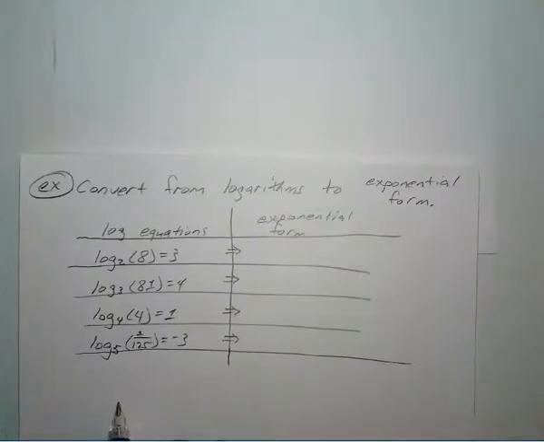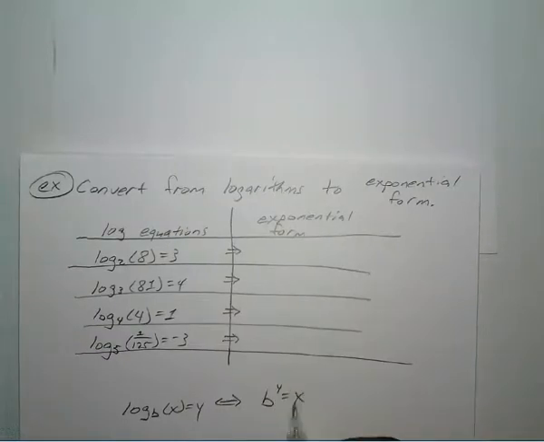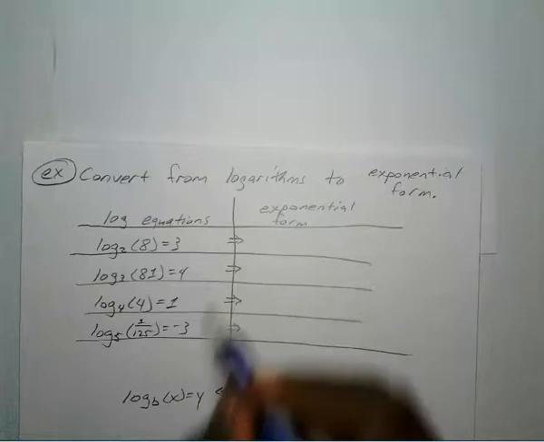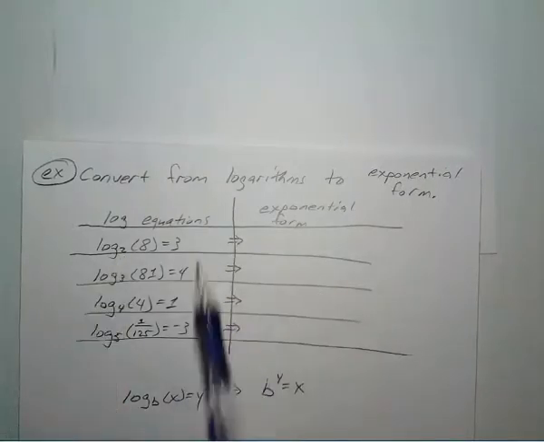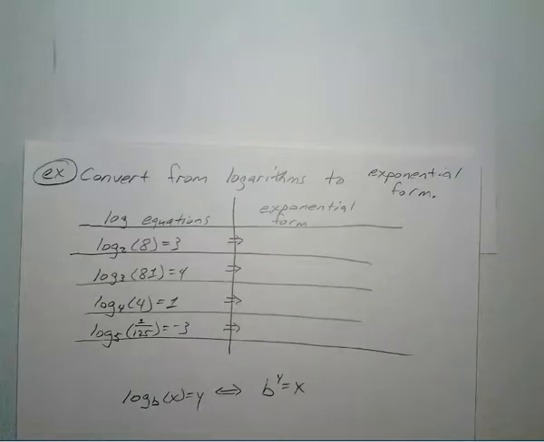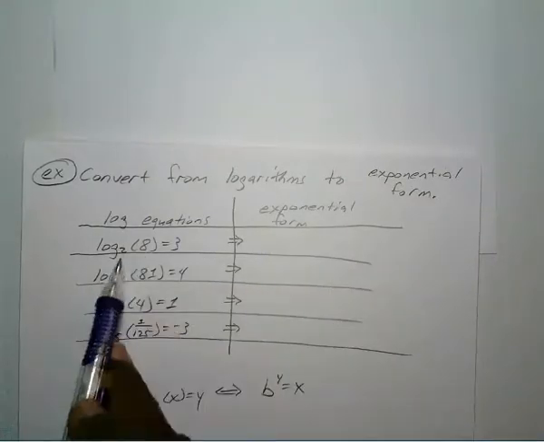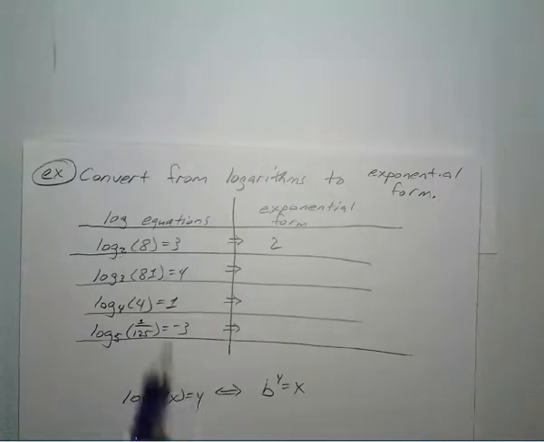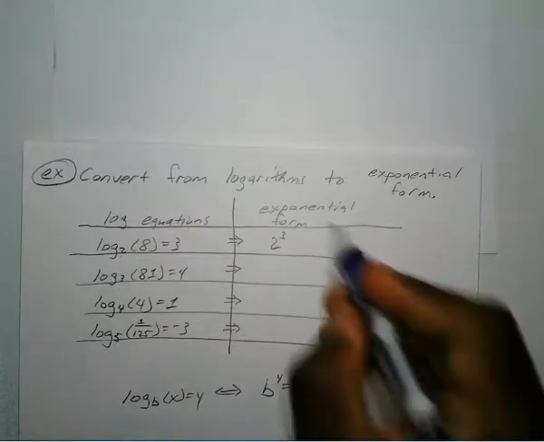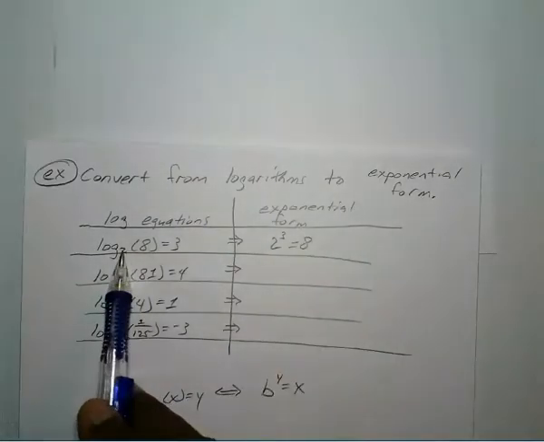Now remember, we know that log base b of x equals y is the same thing as b to the power of y equals x. As you can see, we're doing quite a few of them, so they're pretty quick. Here, we have log base b, so we know our base is 2. Converting log base 2 of 8 equals 3, our base is 2, our y value is 3, and our x value is 8. So 2 to the power of 3 equals 8.